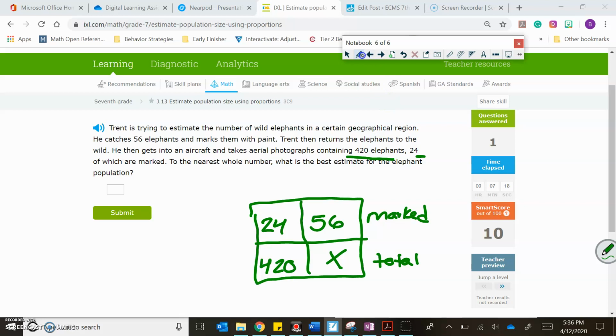So we're going to start by cross multiplying. I'm going to need to get out my calculator. We have 420 times 56. And that's going to give us 23,520. And then we're going to divide by 24. And you should get 980. So we can estimate there's approximately 980 elephants in the population.